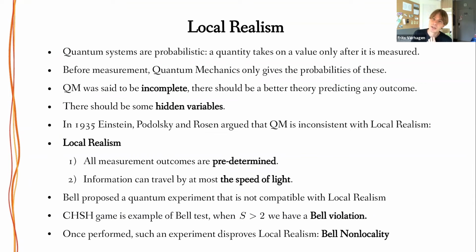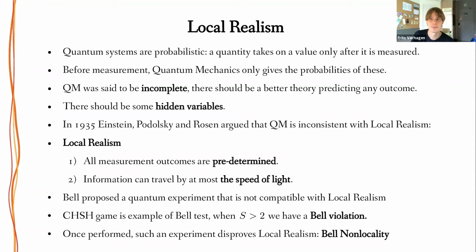But actually, later, like in the 60s, John Bell proposed an experiment that is not compatible with local realism. So we had a certain game which is very similar to the CHSH game that I just explained. And you can show, using quantum mechanics, that it is possible to get a value greater than 2, while if you have local realism, it's not possible to get a value greater than 2, as I will show in a moment.